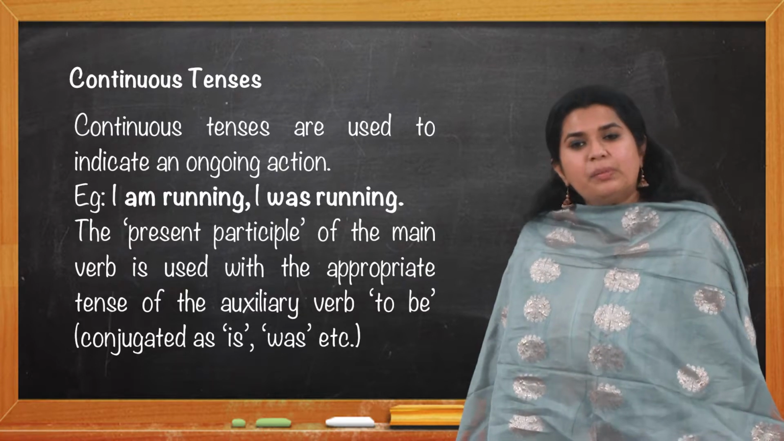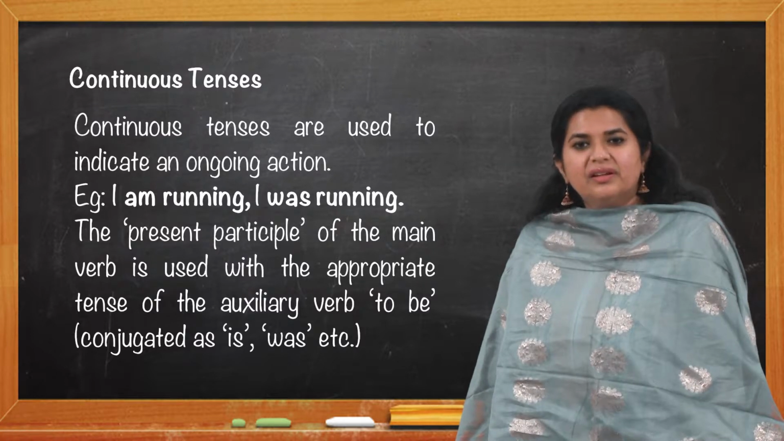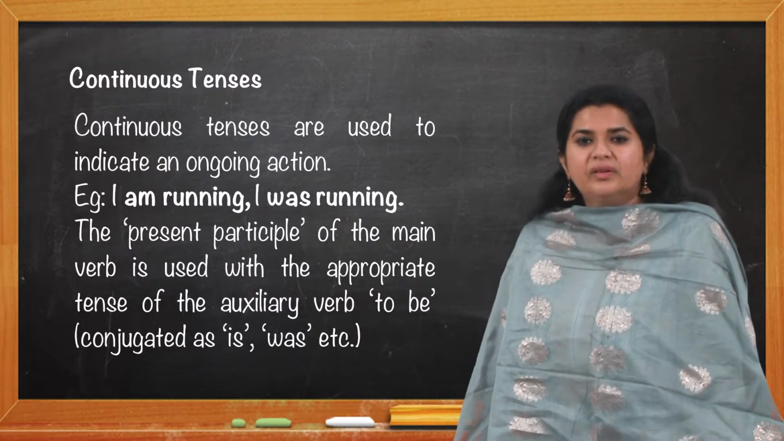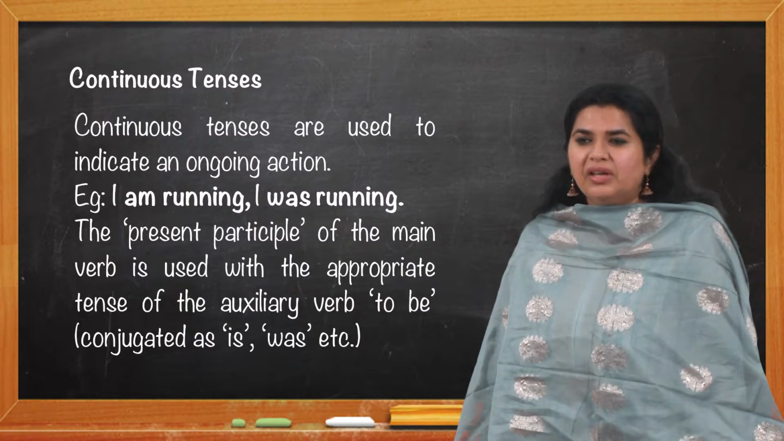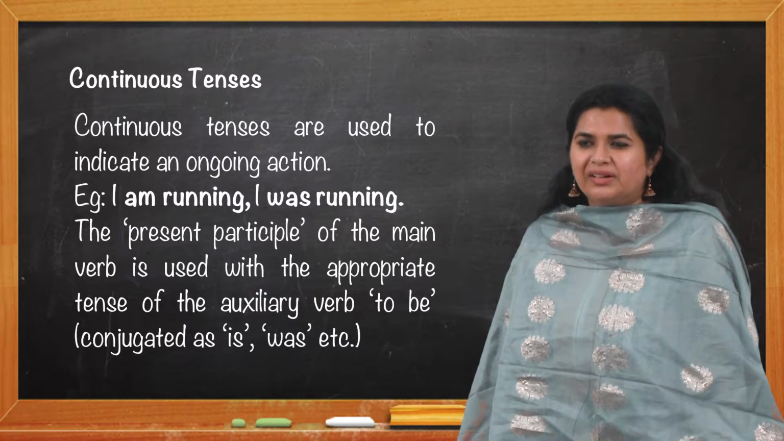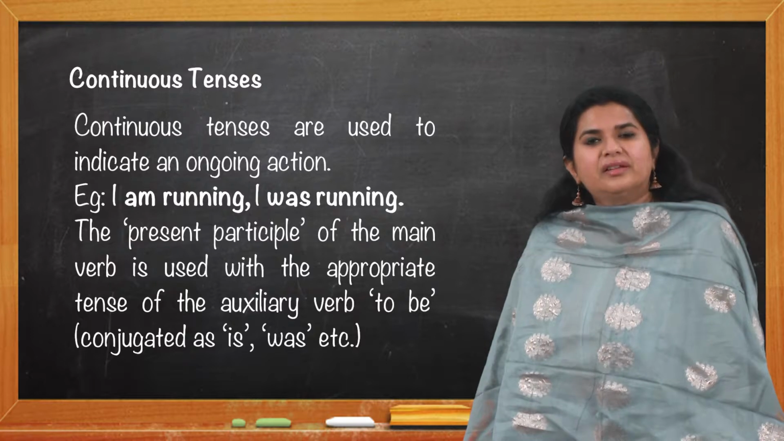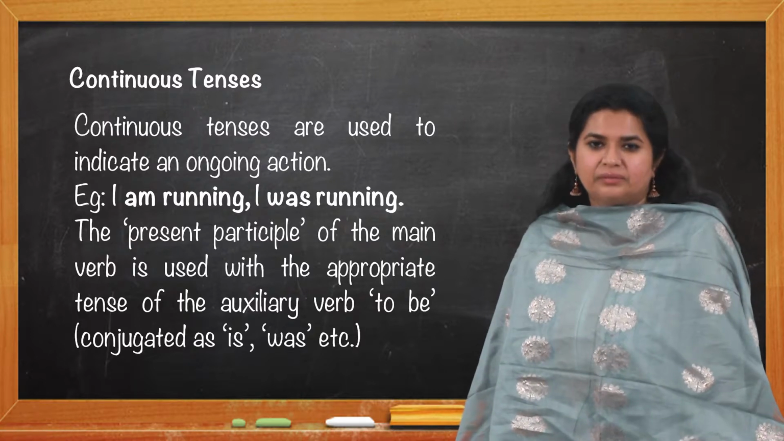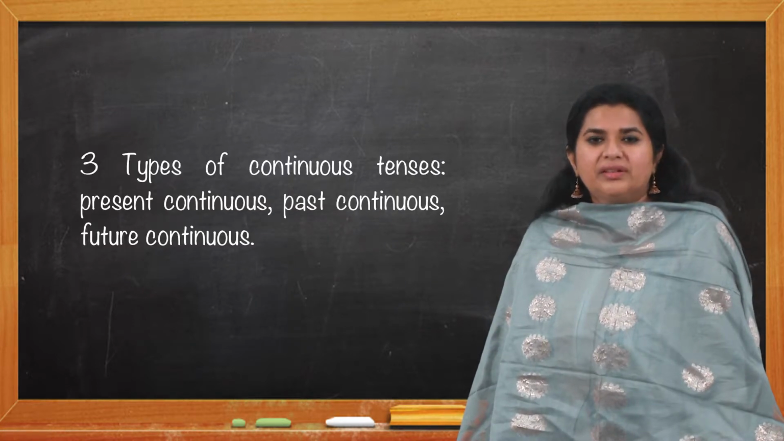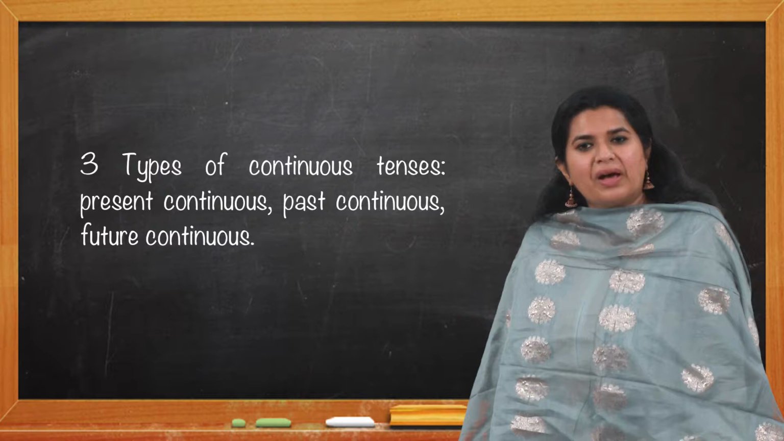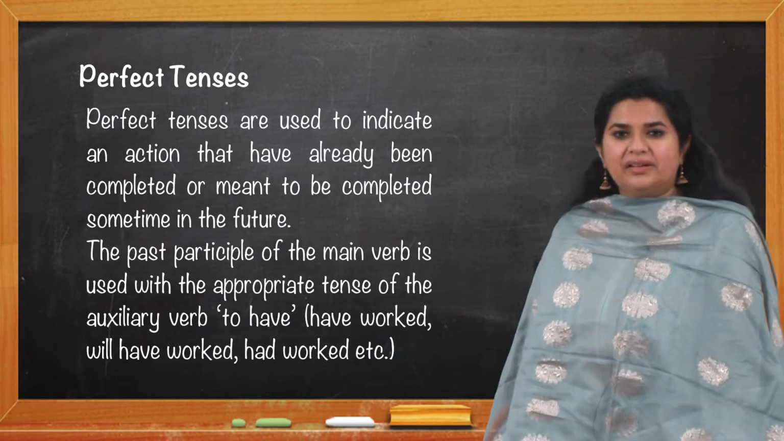So, the present participle of the main verb in this continuous tense is used with the appropriate tense of the auxiliary verb to be. Be we have already seen in one of our earlier classes. The forms of be, is, am, are, were, etc., auxiliary. So, types of continuous tenses: present continuous, past continuous, future continuous, and then we have perfect tenses.